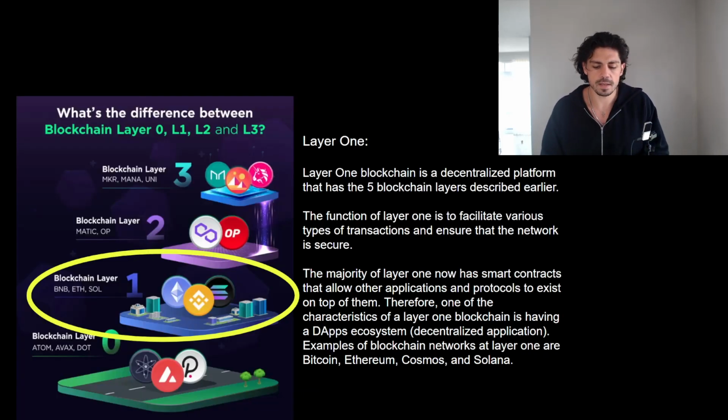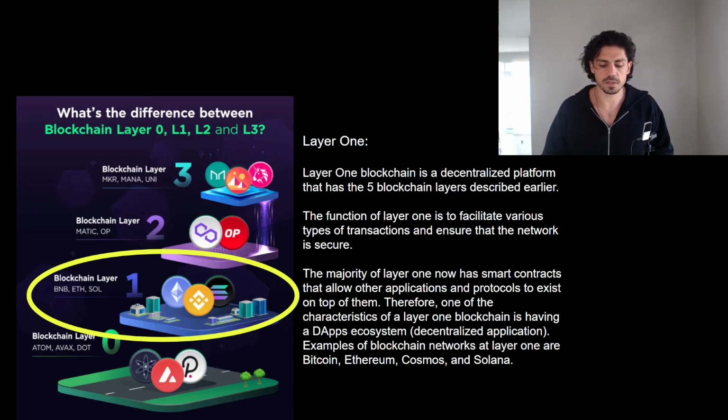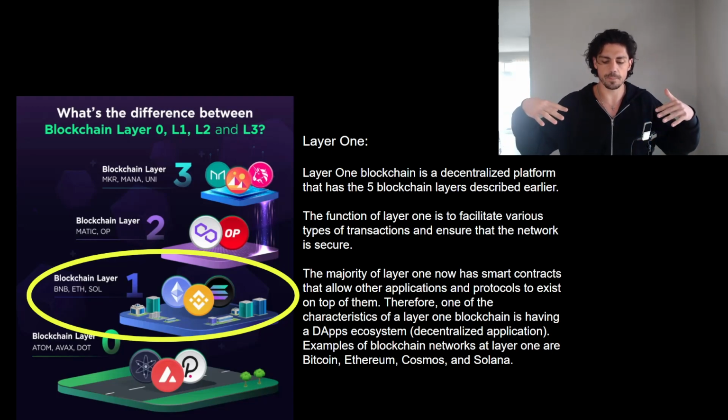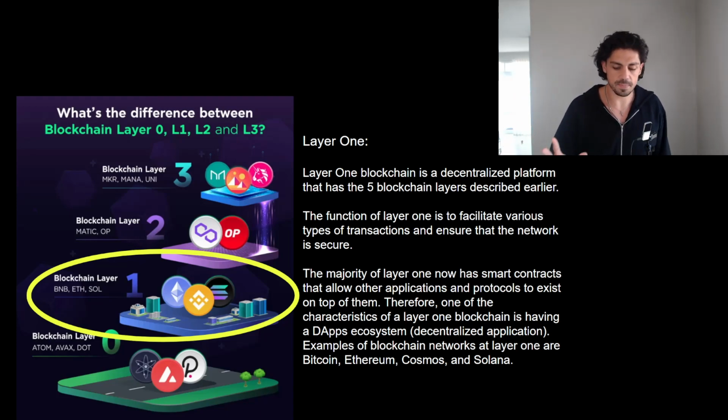A layer one is like we were talking about before. It's a decentralized platform that has all the five blockchain layers that I was showing earlier. The function of layer one is to facilitate various types of transactions and to ensure that the network is secure. The majority of layer ones now are smart contract driven, and they allow other applications and protocols to exist on top of them. Okay, it's pretty much that simple. And they're the ones that are hosting that dApp ecosystem.